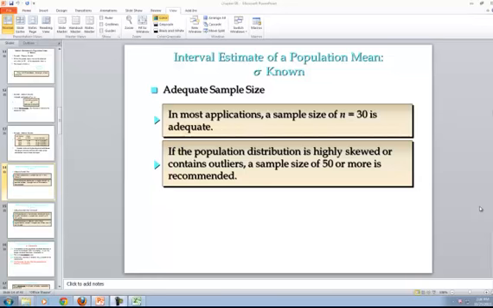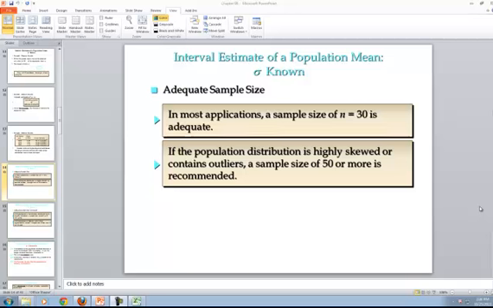Here is an important point to note about sample size. For most applications, a sample size of 30 or larger will be good enough. But if the population distribution is highly skewed or contains outliers, then you may need a sample size of 50 or more in order to use the normal approximation for this procedure.